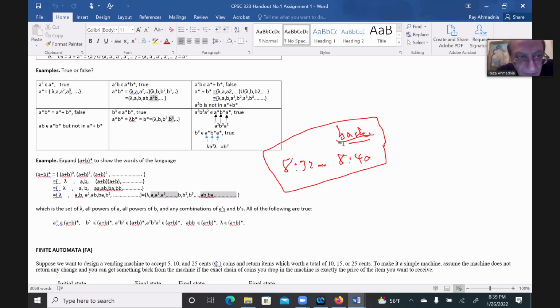Yeah, A star. You see this one here, A star. On the left hand side, you can have a combination of words that start with A and then are followed by some B's. But in the second one, on the right hand side, I get only powers of A or powers of B. I don't get any combination of A and B.